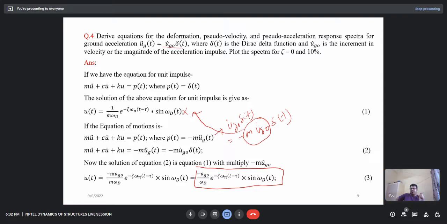Any doubt? No, sir. Okay, so if you have this equation, now if we have the u(t), we can find out the velocity. For the velocity we will multiply with this omega n, and for the acceleration we will multiply this with omega n square.